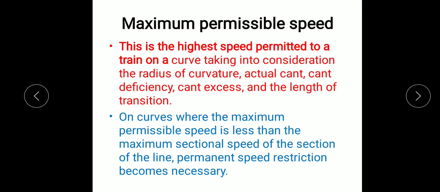Next is the maximum permissible speed. So this is the highest speed permitted to a train on a curve, taking into consideration the radius of curve, actual cant deficiency, cant excess and the length of the transition. So these are the various factors which affect the maximum permissible speed of the train on a curve. On the curves where the maximum permissible speed is less than the maximum sectional speed of the section of the line, permanent speed restriction becomes necessary.